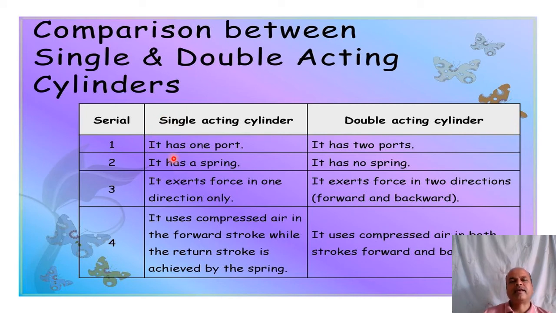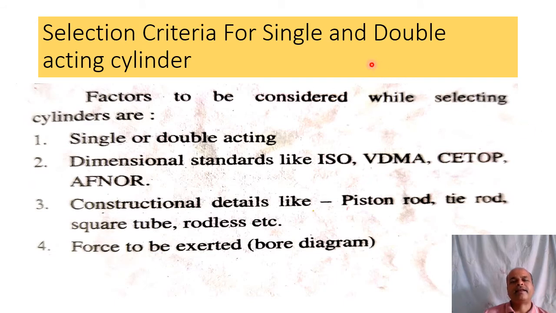So in the exam, explain single acting and double acting cylinder with neat diagram, also give the difference between them, and express selection criteria for single acting and double acting cylinder. So we are now mentioning the selection criteria. So how to select single acting and double acting cylinder. The following factors are to be considered while selecting the single acting or double acting cylinders. First criterion is either single or double acting.